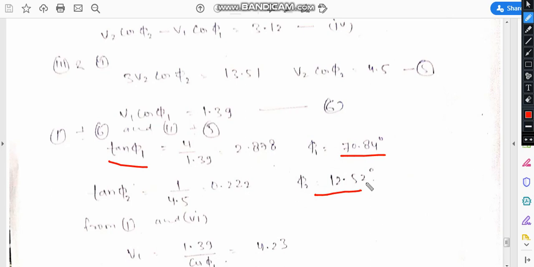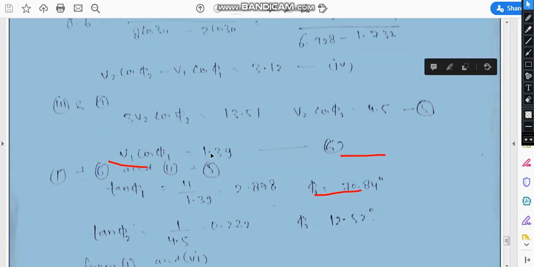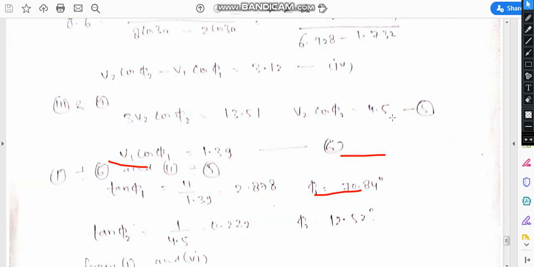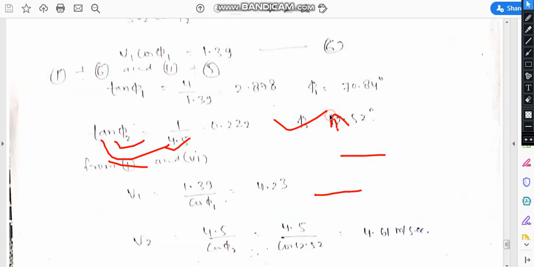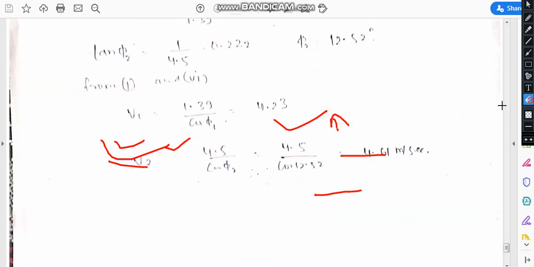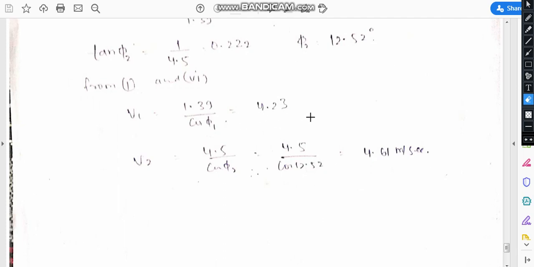How can we proceed to find the velocities after the impact? We know that v1 cos phi 1 equals 1.39, and by using phi 1 here we can obtain V1, and similarly using phi 2 we can obtain V2. We found that V1 and V2 are 4.23 and 4.61 meter per second.